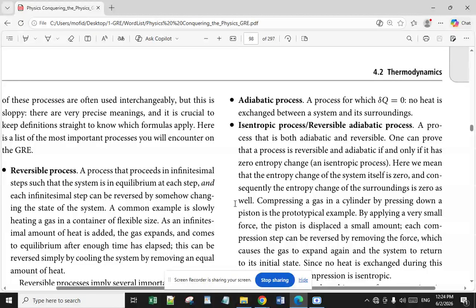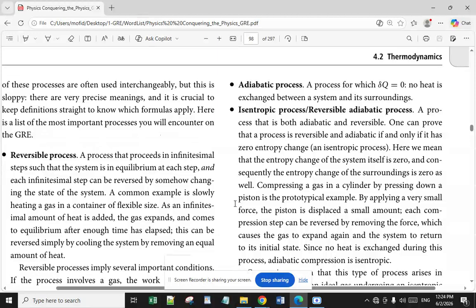The next process is the isentropic process, which is a reversible adiabatic process, a process that is both adiabatic and reversible. One can prove that a process is reversible and adiabatic if and only if it has zero entropy change and is an isentropic process. Here we mean that the entropy change of the system itself is zero, and consequently the entropy change of the surroundings is zero as well.